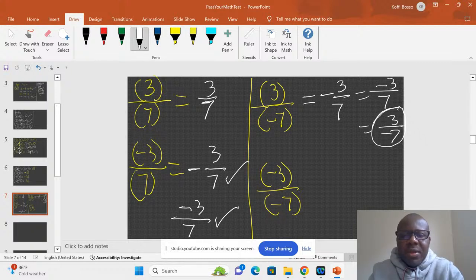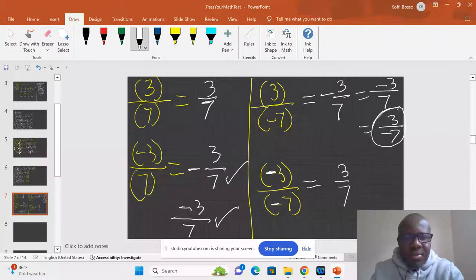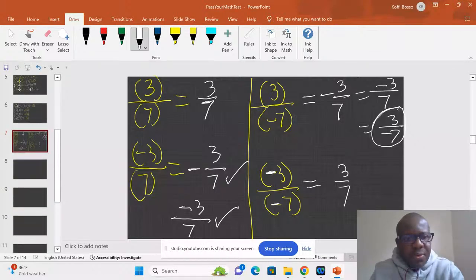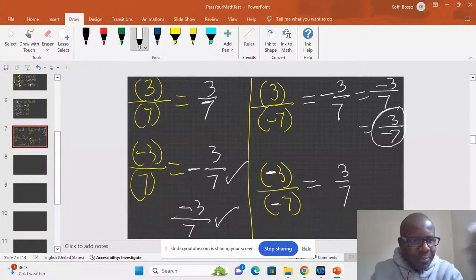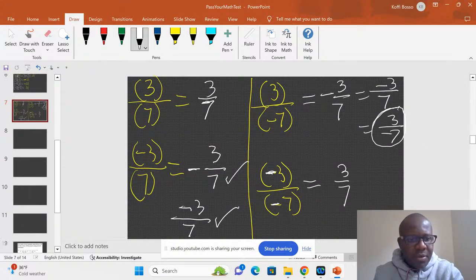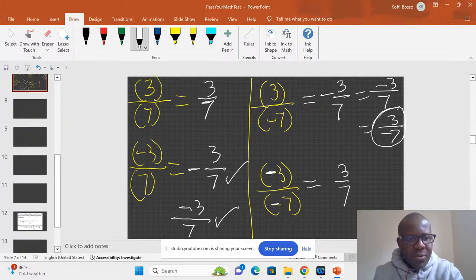Now the last one here, the answer will just be 3 over 7. Negative divided by negative is positive. Okay, so before I end this, let's see if I can give you a challenge question.